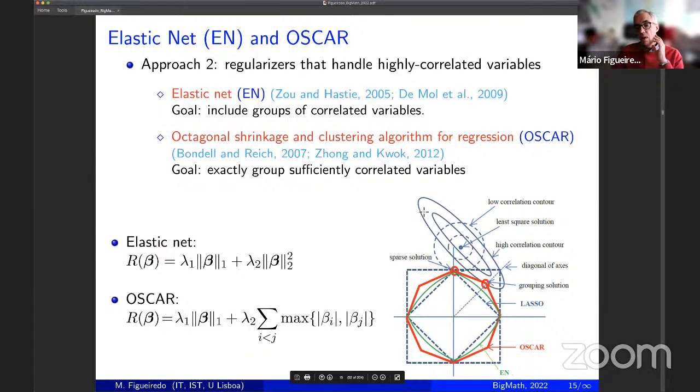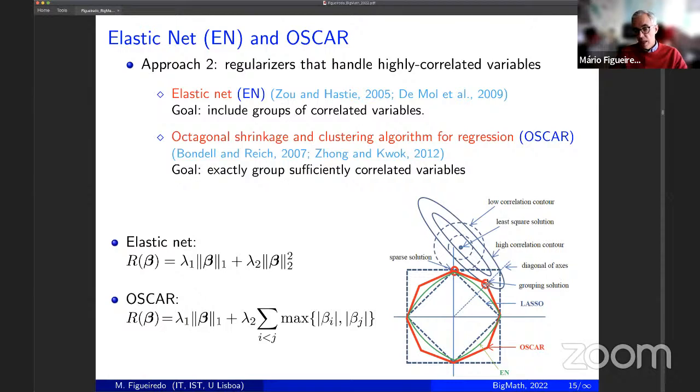If you're dealing with a highly correlated variable situation, where the loss has these elongated ellipses in the level curves, there's a high likelihood that you end up in these points, which we call grouping solutions, where the coefficients of the 2 variables will be exactly the same, which identifies the 2 variables as being both relevant but highly correlated.